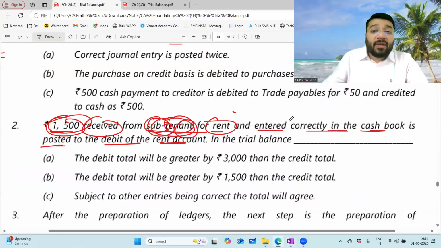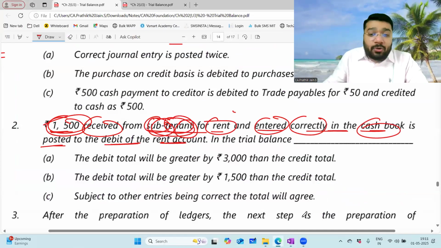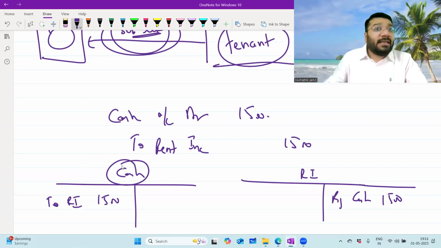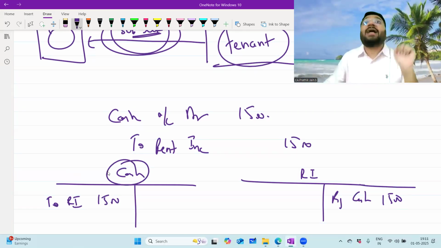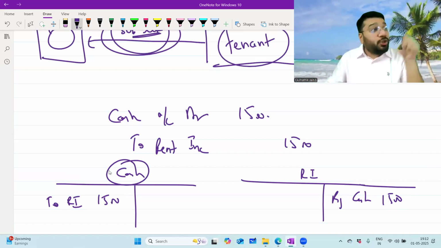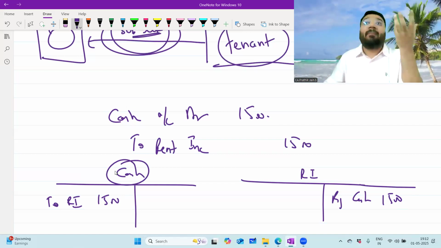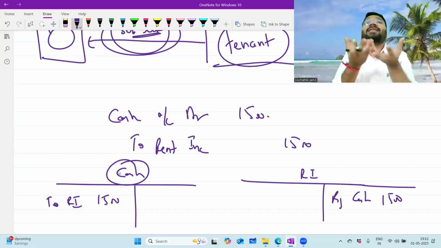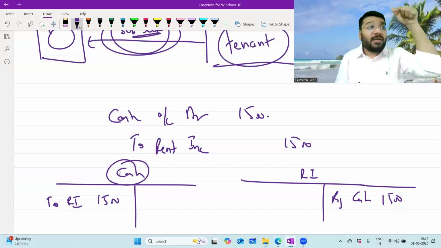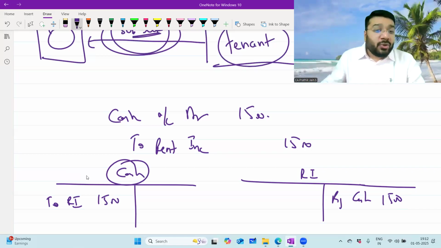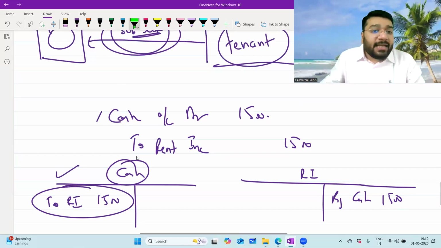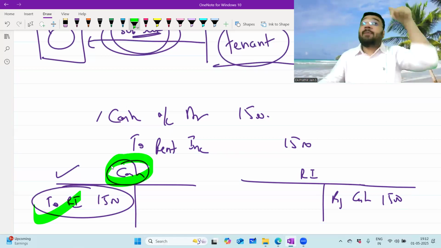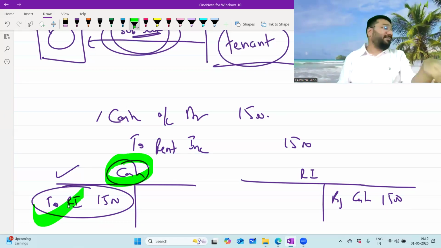So what has happened? You entered this correctly in the cash book, that is in the cash account. They said cash book, but I am saying cash account because I have not taught you cash book yet. So assume cash book is equal to cash account because the format of the cash book and the cash account is the same. In subsidiary books you will understand that in detail. So in the cash book, that is the debit side, you recorded properly. Recorded properly means I recorded on the debit side.